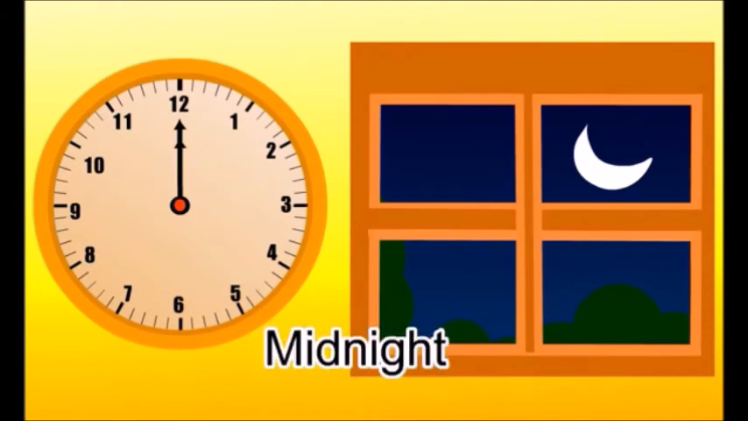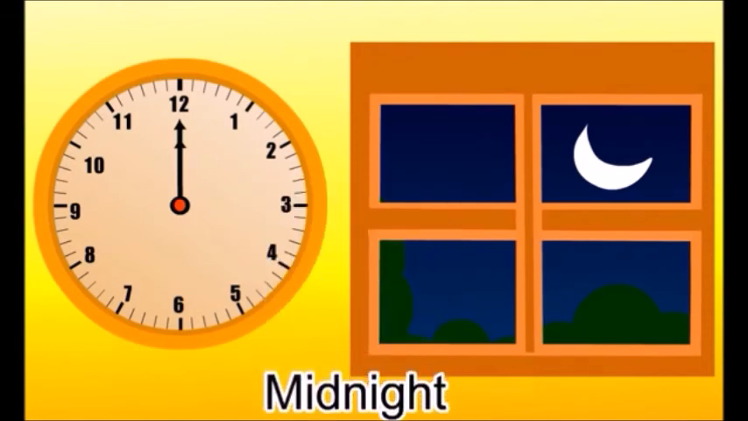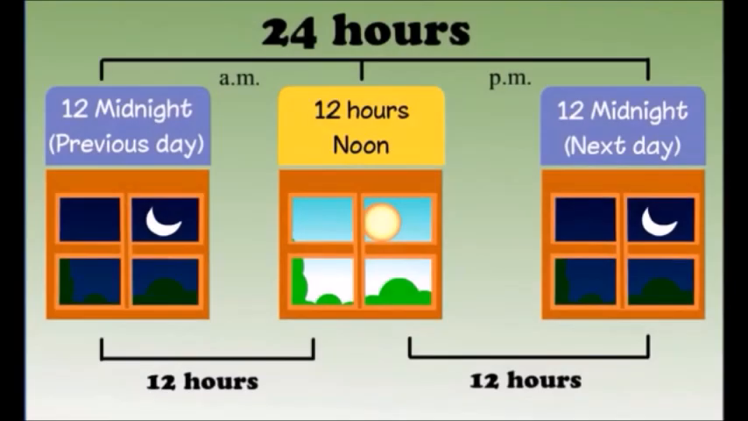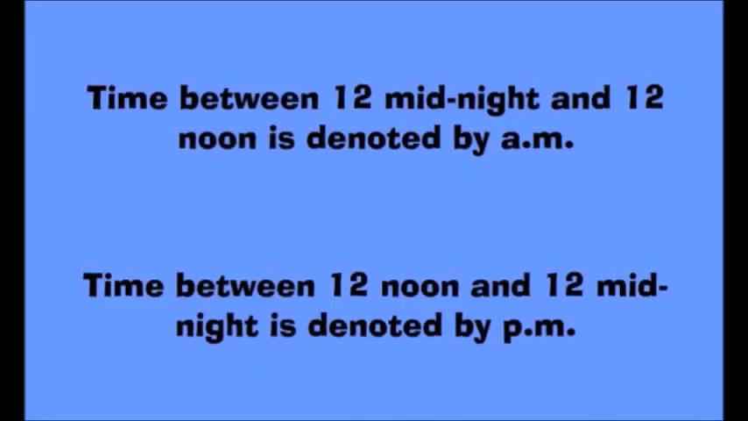12 o'clock at night is called midnight, because it is in the middle of the night. 12 o'clock during the day is called noon. Time between 12 midnight and 12 noon is denoted by AM. Time between 12 noon and 12 midnight is denoted by PM. Look at some more examples.